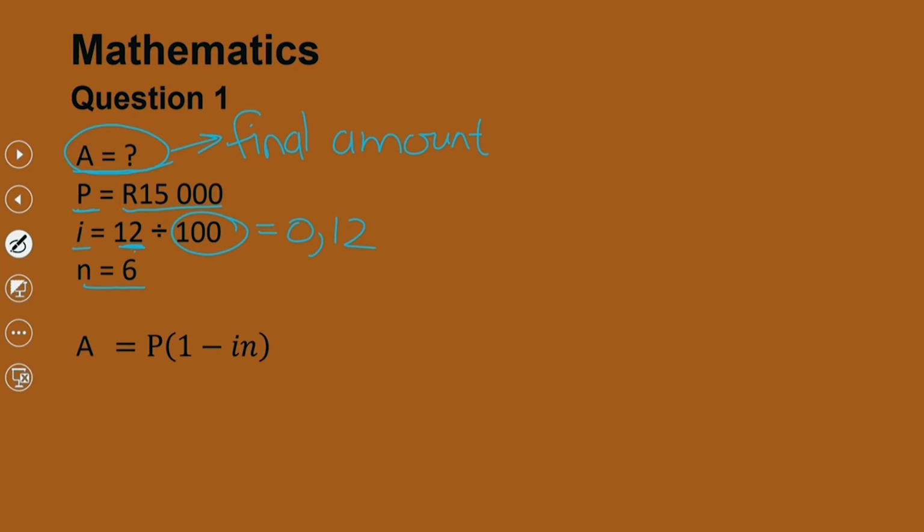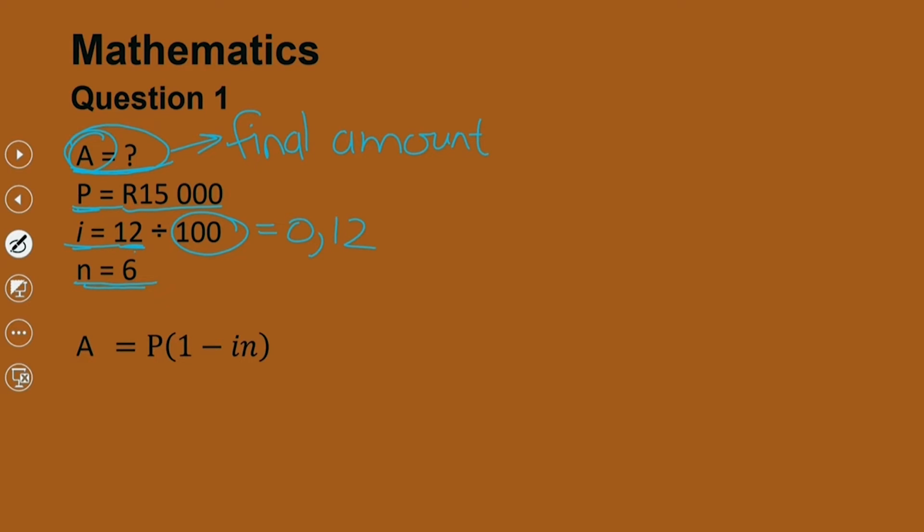Now, very interesting, as you can see what I've done here. I have outlined the given information, and this is what you need to be able to do. You need to sit down and check what has been given to us. P has been given to us, I has been given to us, but we don't have the value of A, remember? And then N has been given to us.